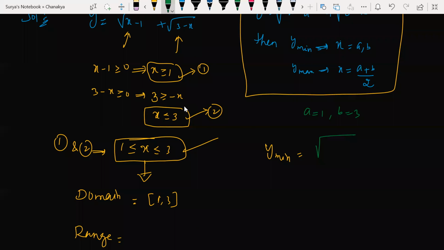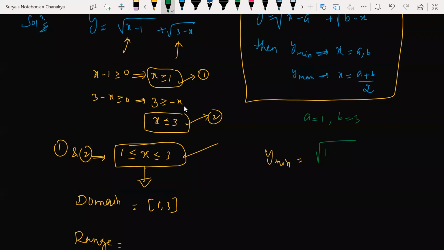y minimum is nothing but square root of x minus 1 plus square root of 3 minus x, right? x value is a comma b, right? So 1 minus 1 plus 3 minus 1. All right. So first I'll be substituting a here and b here. Understood my point? So the value is going to be 0 plus root 2. Answer is root 2. y minimum is root 2.